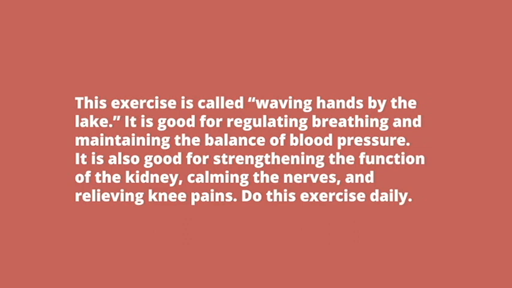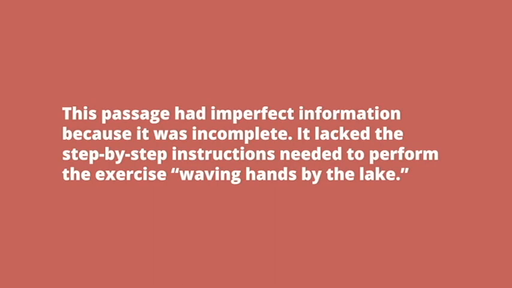After reading the passage, do you think you can do the exercise? Why or why not? What do you think is needed so you can do the exercise correctly? If you answered more information is needed for my last question, then you are right. This passage had imperfect information because it was incomplete. It lacked the step-by-step instructions needed to perform the exercise, waving hands by the lake. Remember, information should have complete data, details, and examples for people to clearly understand it.